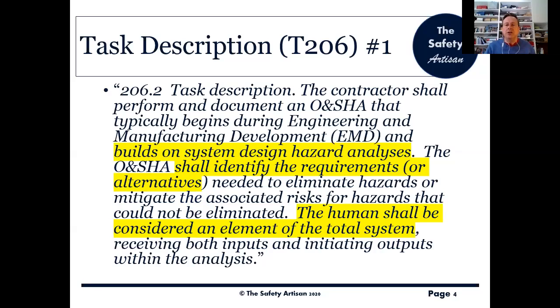And so we're suggesting that O&SHA can wait until then, which is fine in general, unless you've identified any particularly novel hazards that will need to be dealt with earlier on. And as it says, it should build on design hazard analyses. But we'll also talk about the case later on when there is no design hazard analysis. And the O&SHA shall identify requirements or alternatives for eliminating hazards, mitigating risks, etc. And this is one of those tasks where the human is very important, in fact, dominant, to be honest, both as a source of hazards and the potential victim of the associated risks. So a lot of human-centric stuff going on here.